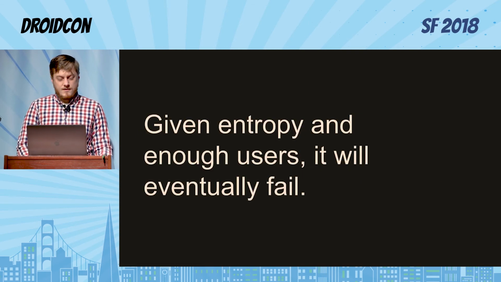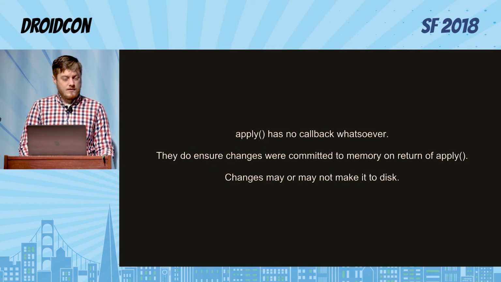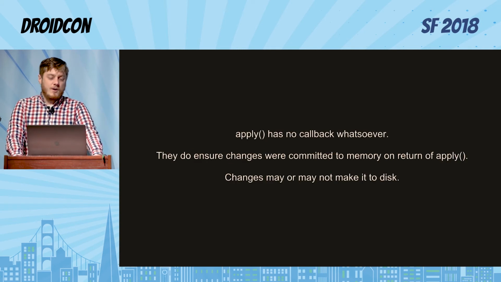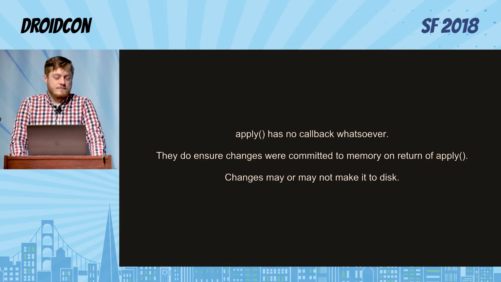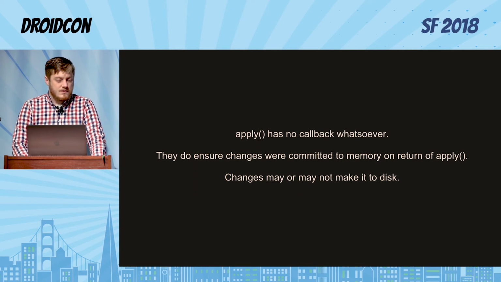And as I said, you're going to fail eventually. So apply has no callback, so you're not going to find out about failures. And hopefully your data's there, and changes may or may not make it to disk. So let's look at some actual source code for this.